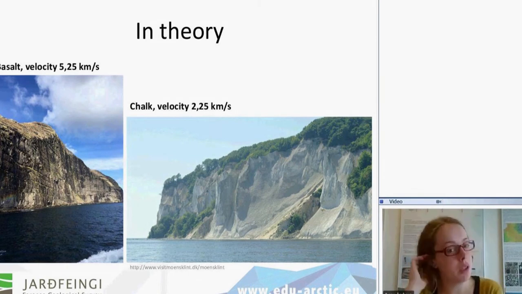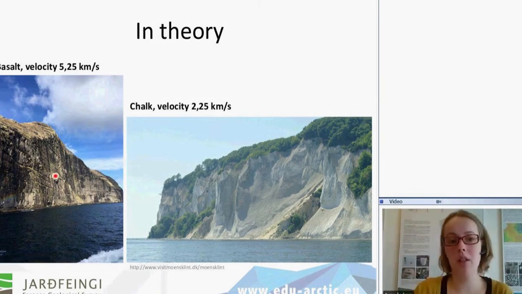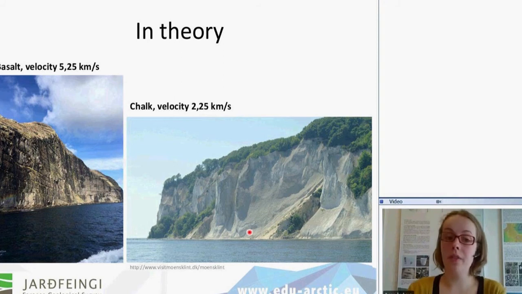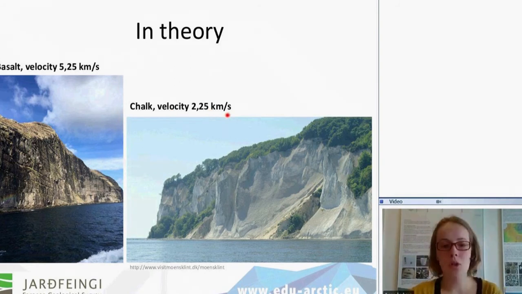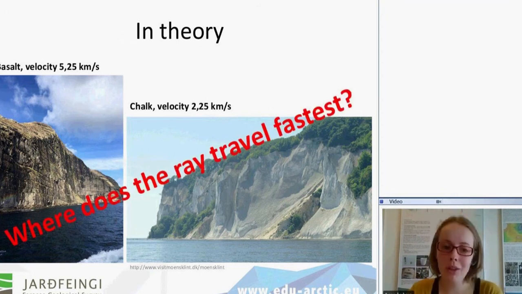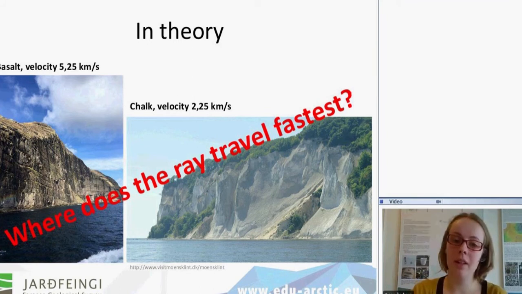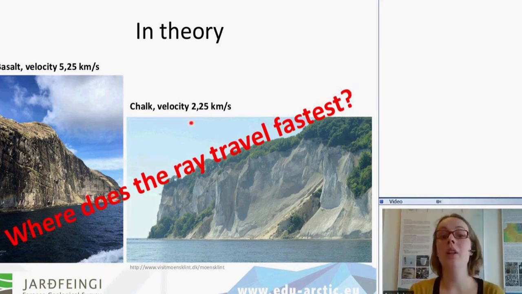So in theory, I will talk a bit about the basalt column here. This is from the Faroe Islands, and then in Denmark, there's a lot of chalk. And the velocity is different in these two areas. It can vary, but now I've taken the mean velocity of basalt and chalk. In basalt, it's typically 5.25 kilometers per second, and the velocity of chalk is typically 2.25 kilometers per second. So now I have a question, and I would like you to come up with an answer. Where do you think the ray travels fastest? Is it in the basalt, or is it in the chalk?